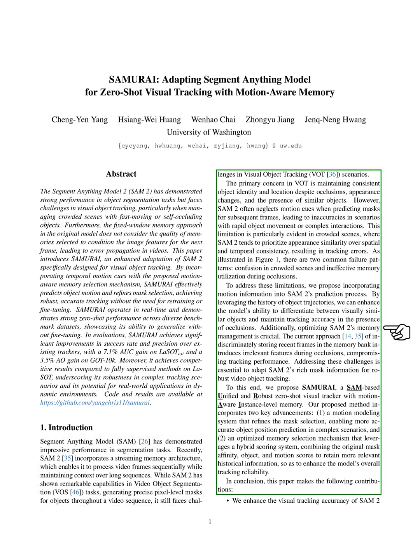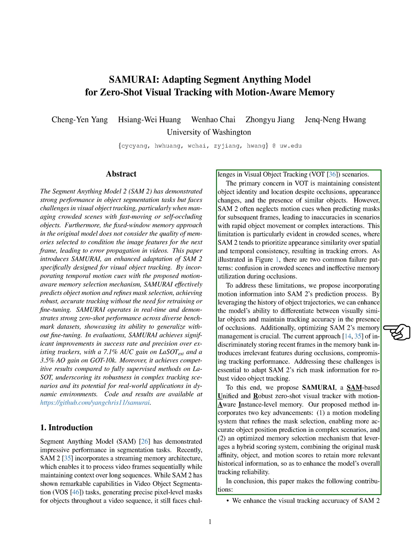The main challenge in VOT is to consistently identify and locate objects, even when they are blocked, change appearance, or are similar to other objects. Unfortunately, SAM 2 often overlooks motion cues when predicting masks for future frames, which can lead to mistakes, especially when objects move quickly or interact in complex ways. This issue is particularly noticeable in crowded scenes, where SAM 2 tends to focus more on how objects look rather than their movement and position over time, resulting in tracking errors.